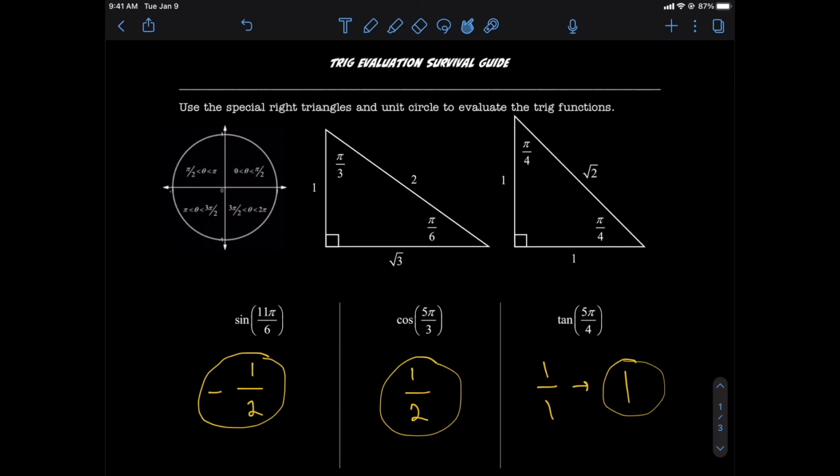2 triangles and a circle. That's all the information we need in order to answer a majority of the questions we're going to be asked. The sooner you learn these, the better off you'll be.